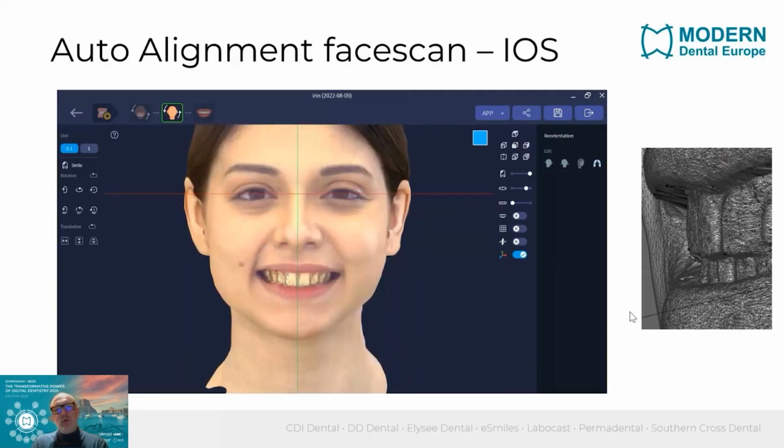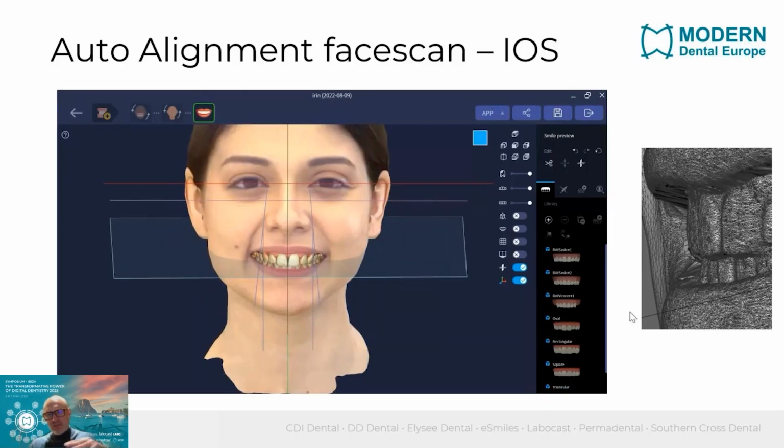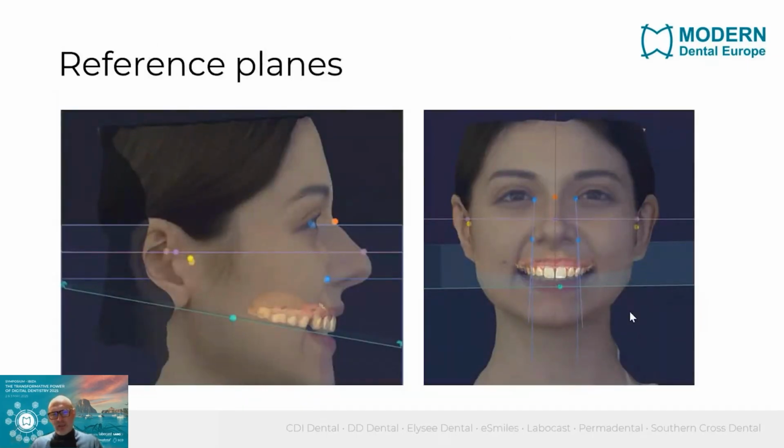And what is really nice now, it also offers us automatically all the reference planes and, very important, the virtual face bow. So by aligning the intraoral scans, the arches, in the face of the patient, in the skull of the patient, we have actually a virtual face bow. And this is, of course, really important for our treatment plan. So you see it here, the reference planes and also the 3D orientation of the intraoral scans in the face scan.